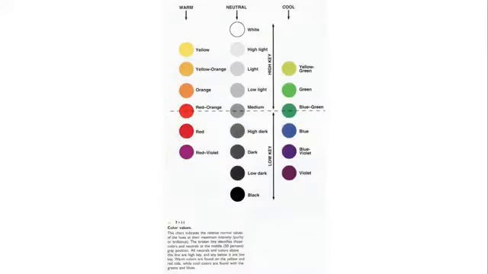We were looking at values previously in class, going from white to black. We discussed high key and low key values. In the center of this diagram, you can see white at the top and black at the bottom. There's a horizontal dotted line that separates high key and low key colors. We have cool colors on the right, warm colors on the left.